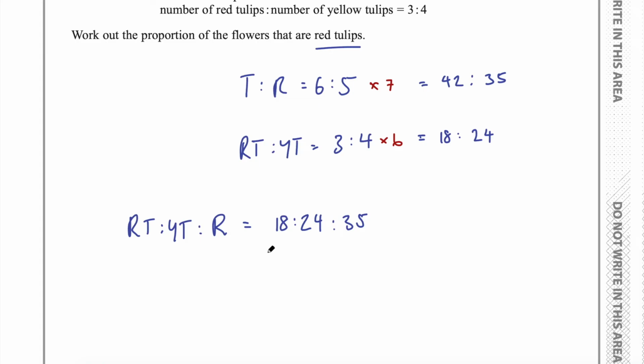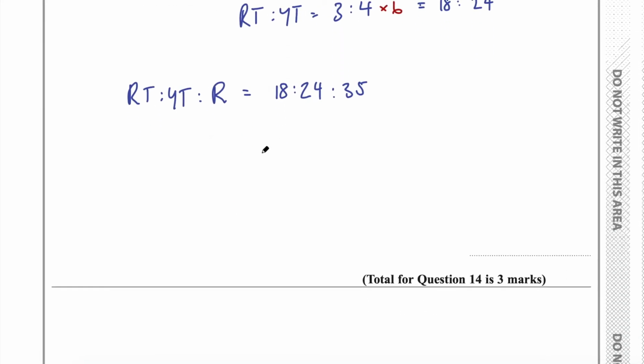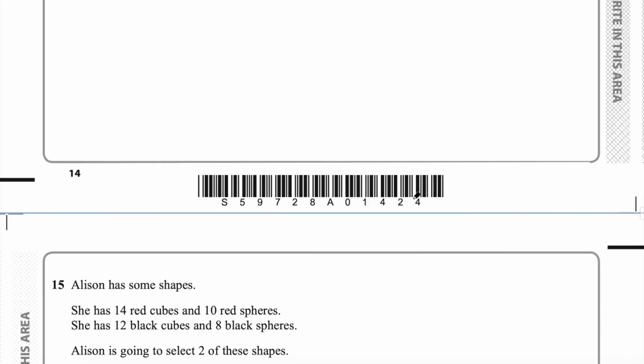And then I can write this as a proportion by taking those 18 red tulips and dividing them by the total number of parts in this ratio. So if I add these up, 35 plus 24, that's 59, plus 18, that's going to be 77. So the proportion of red tulips to the total number of flowers is going to be 18 on 77. And that was question 14 for 3 marks.